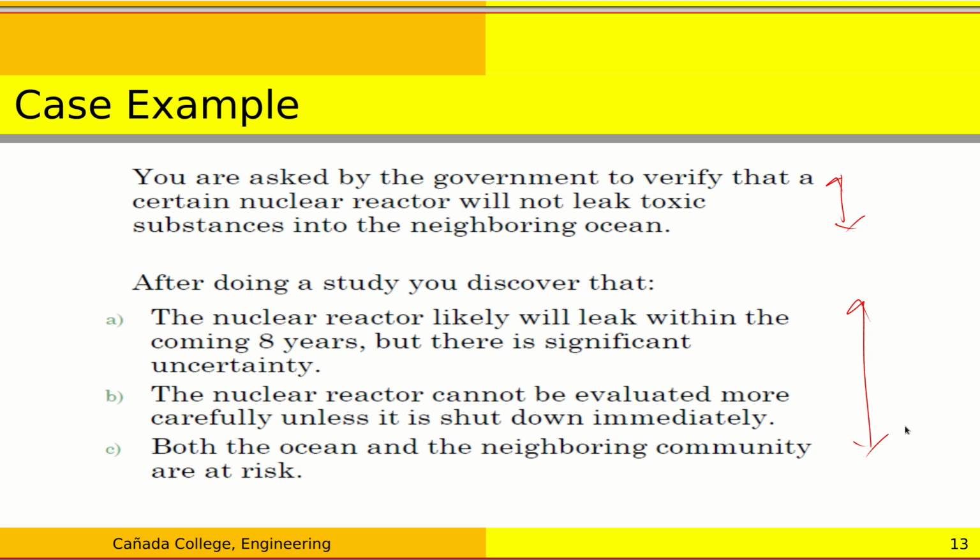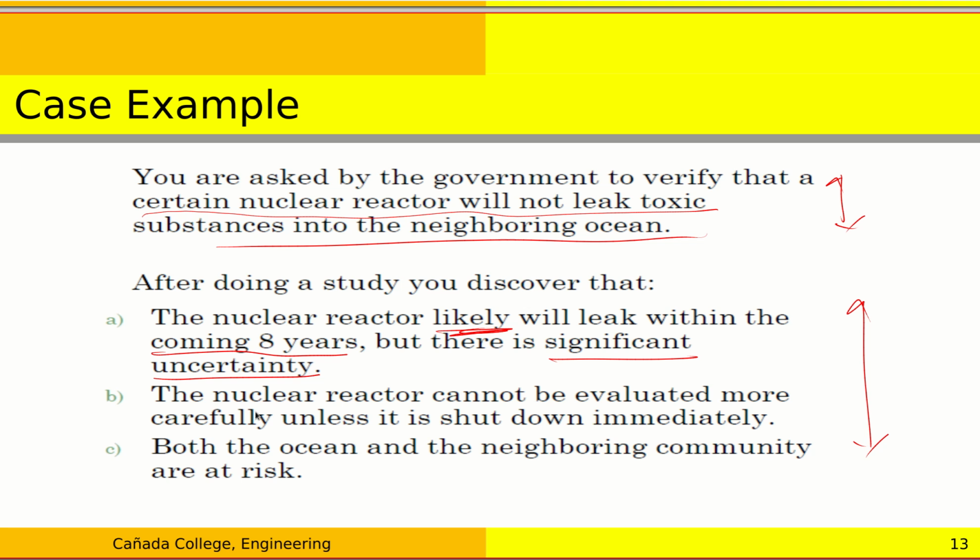The government is asking to verify the status of a nuclear reactor, especially in the context of whether it will leak toxic substances into the neighboring ocean. And you've done the study, and you find that it will leak within 8 years with a very good likelihood, but the uncertainty is great, right? And what that means is that although there's a big chance of a leak, you can't be sure to a very large degree. So you can't say with 100% certainty that it will leak, but you think that there's a good chance that it will leak, right?